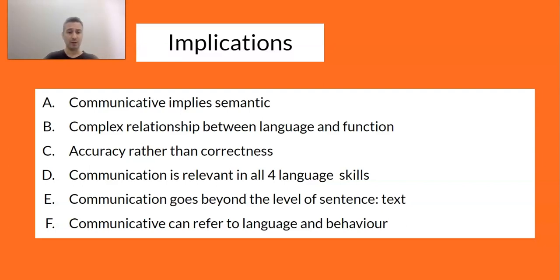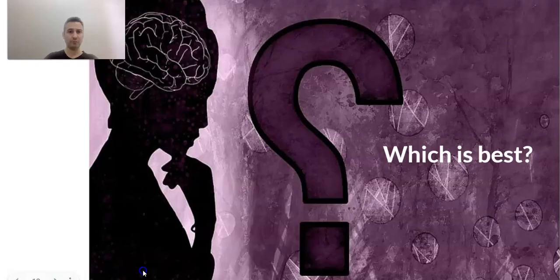D. Communication is relevant in all 4 language skills, not only the oral part or the written part, but all 4 skills. E. Communication also goes beyond the level of the sentence. In a text, in a conversation, we understand better than just in a sentence. F. Communicative can refer to language and behavior. So because language is a social skill, our behavior is shown through language.